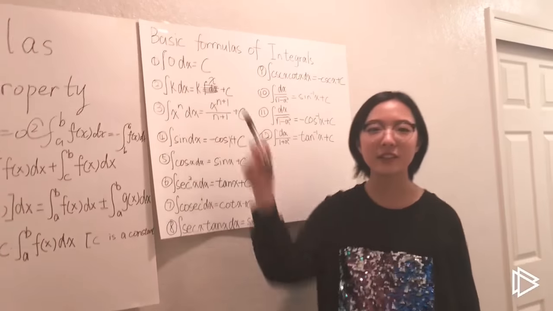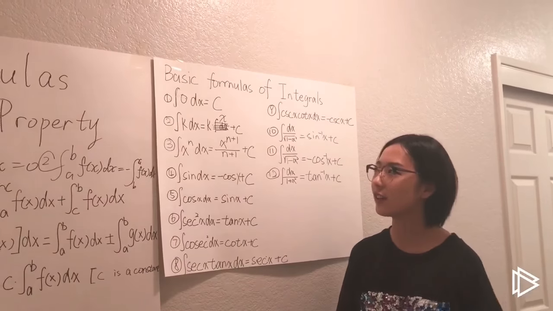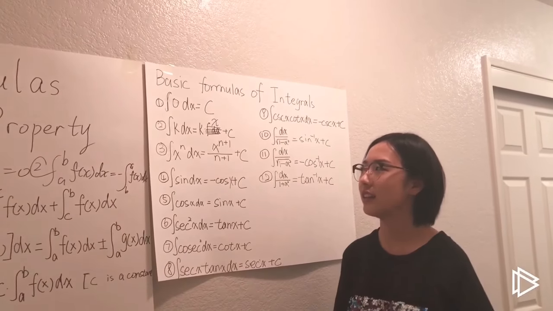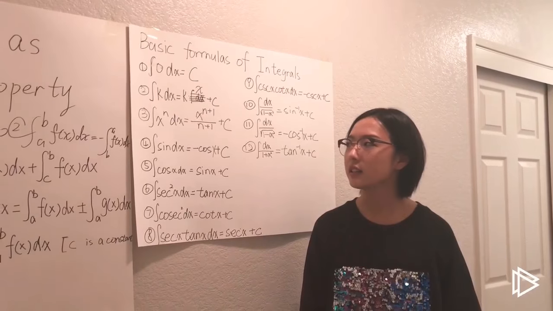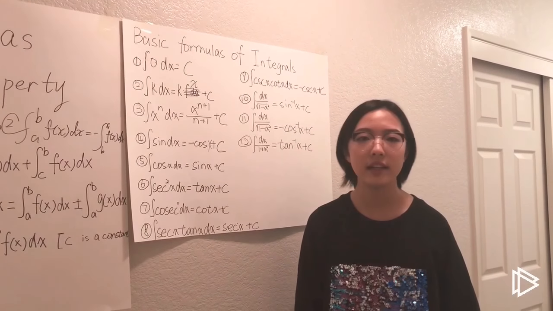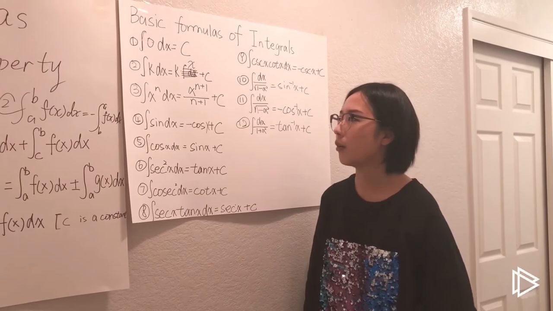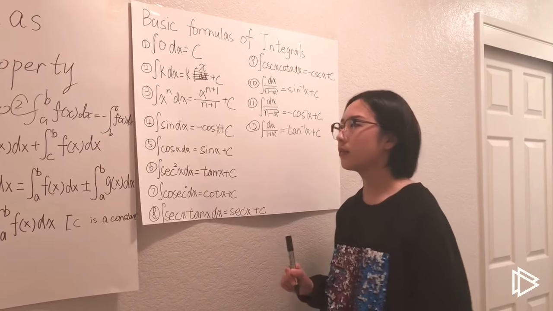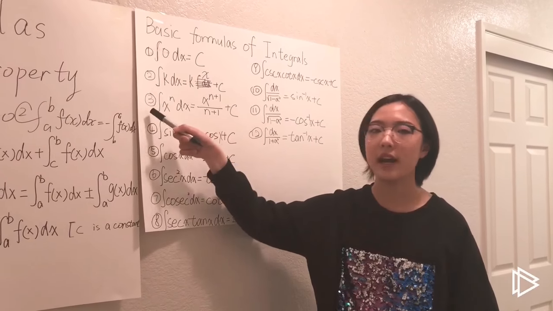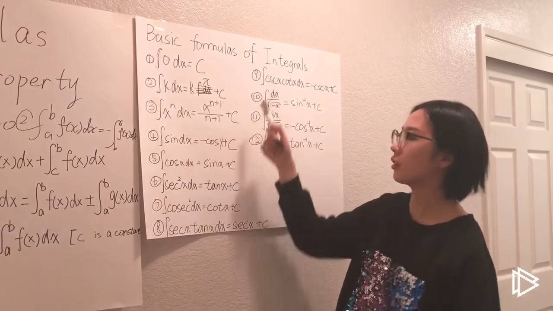Those are the basic formulas of integrals. The first one is the integral of 0 dx equals c, because the derivative of c equals 0. And the second one is the integral of k dx equals kx plus c. The third one is the integral of x to the n dx equals x to the n plus 1 power divided by n plus 1, plus c. Those three are the most basic formulas of integrals.